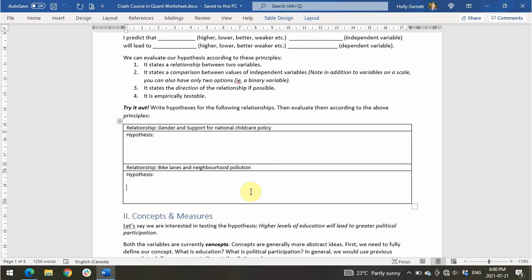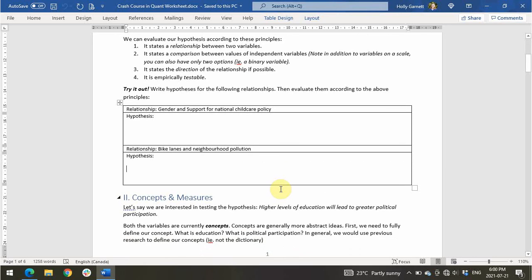Obviously. And somebody who studies environment and climate is probably going to say, you realize that this isn't how it works with bike lanes and neighborhood pollution. But I think you can get the gist of what we're looking at in a hypothesis, especially in this quantitative field.